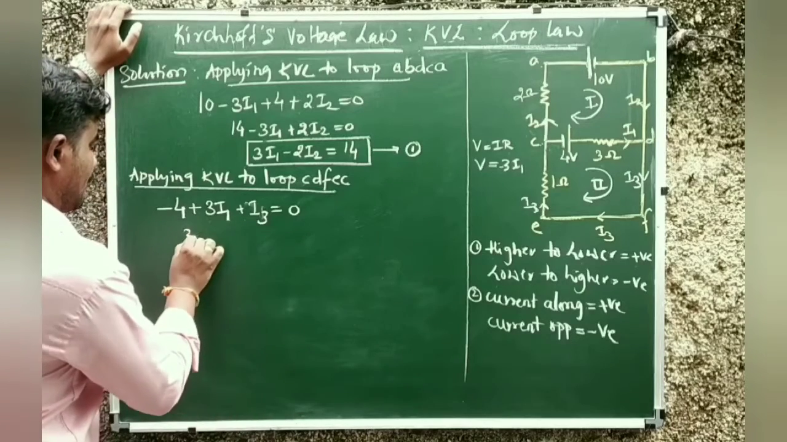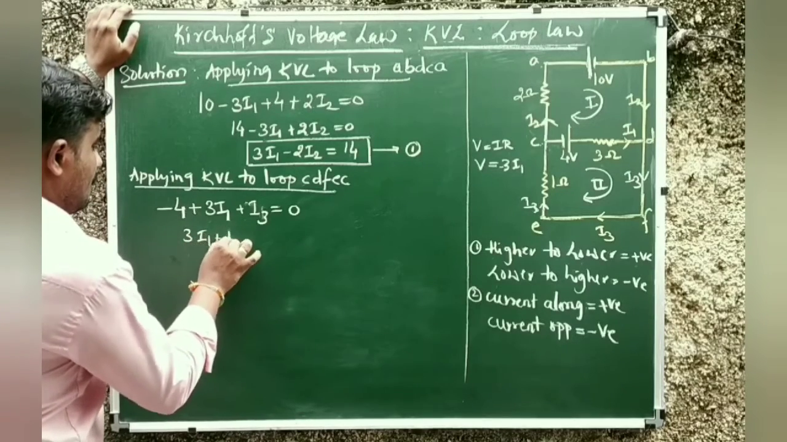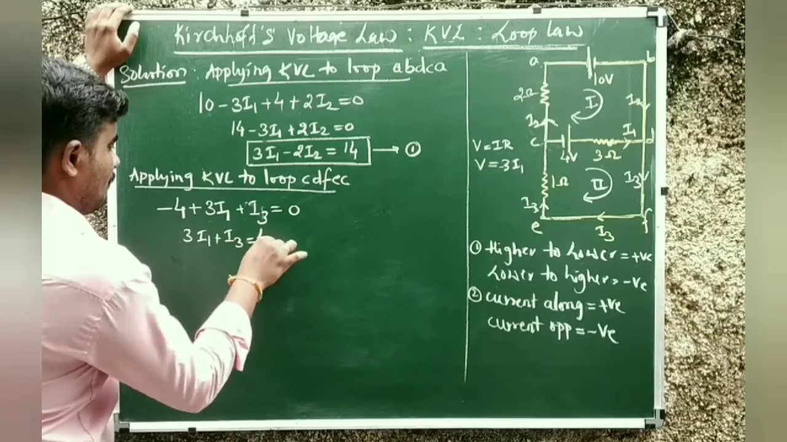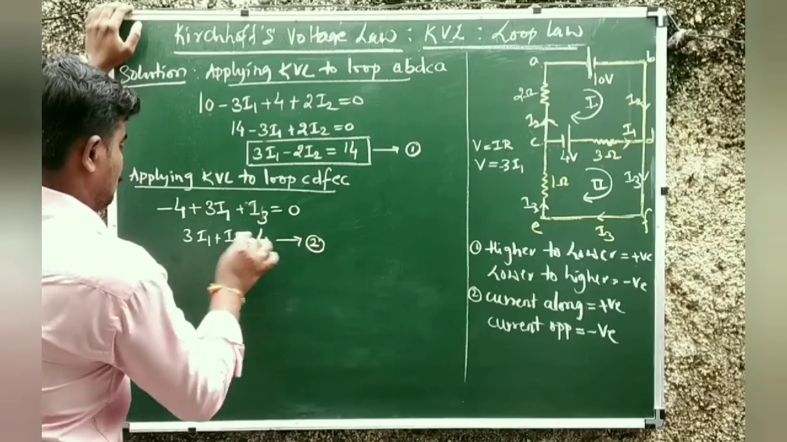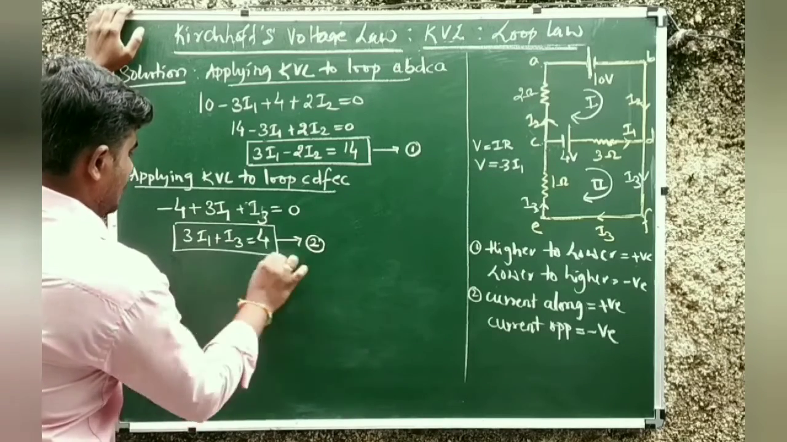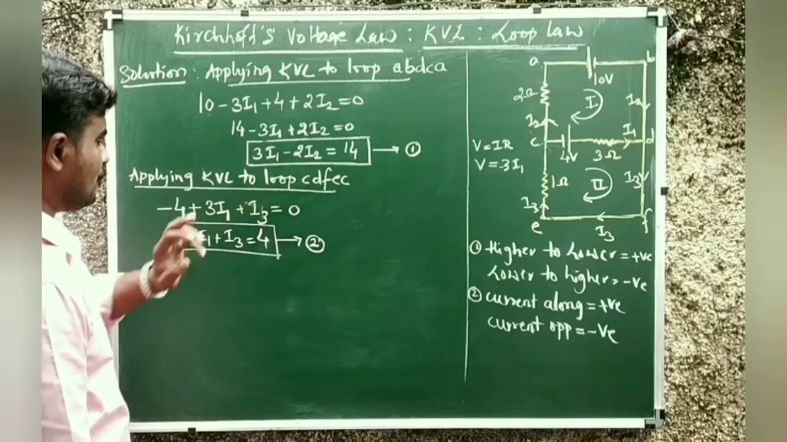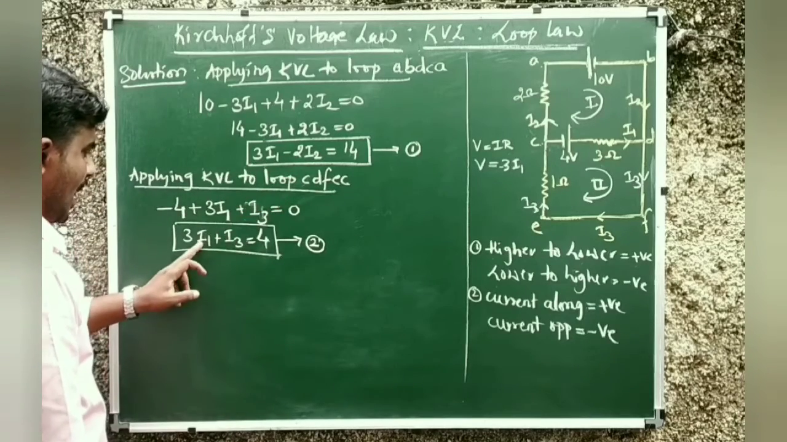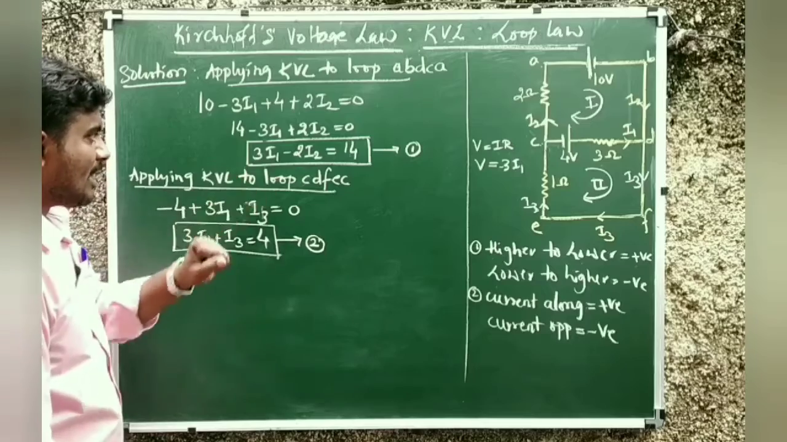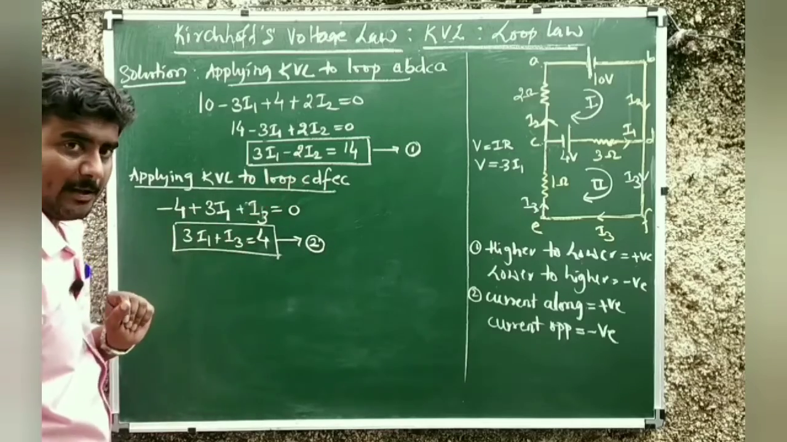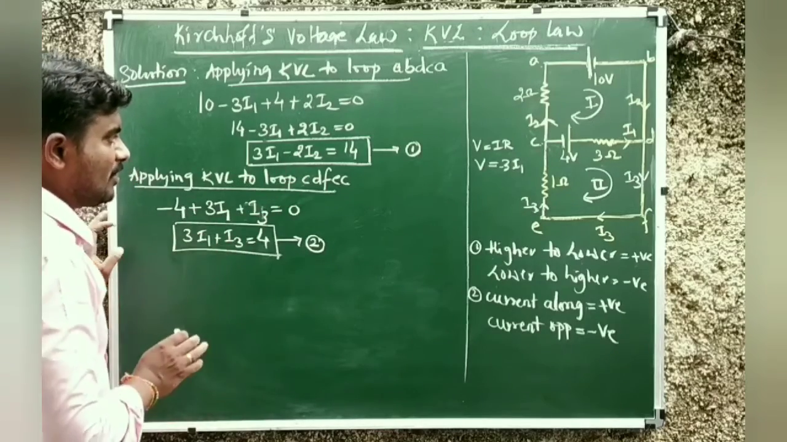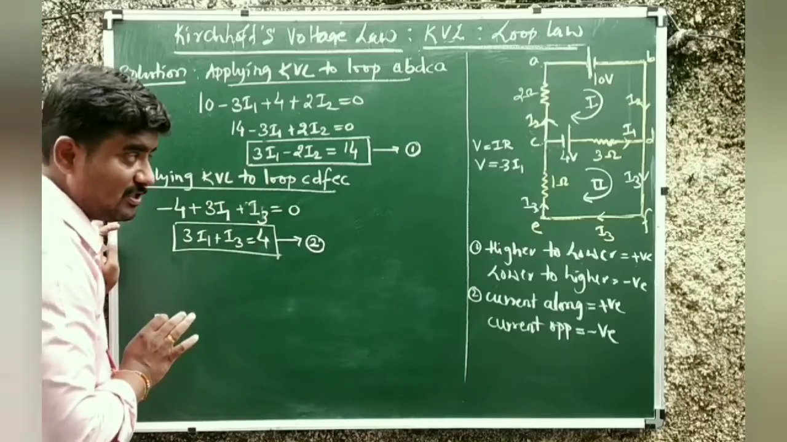Again, I will rewrite this equation. 3I1 plus I3 is equal to 4. Let us call it equation 2. See here, in equation 1, I1 and I2 are there. In equation 2, I1 and I3 are there. Three unknown currents are there: I1, I2 and I3. Therefore, we need one more equation to solve these equations.